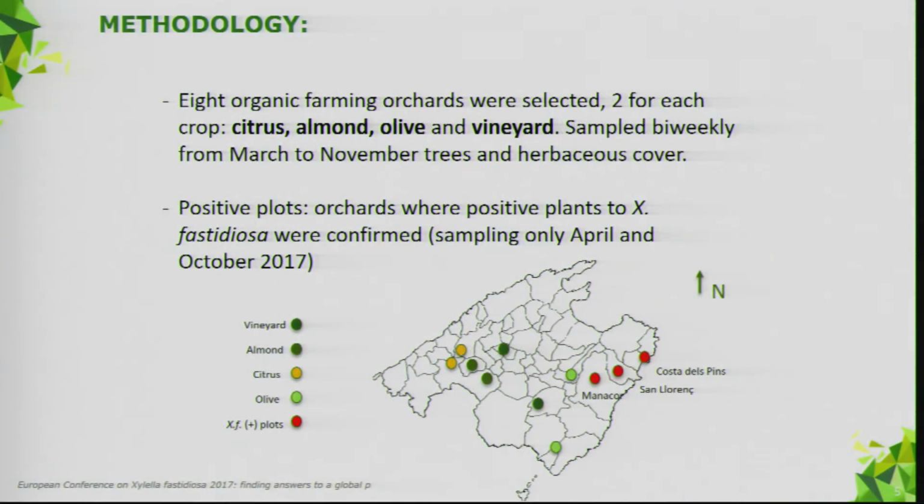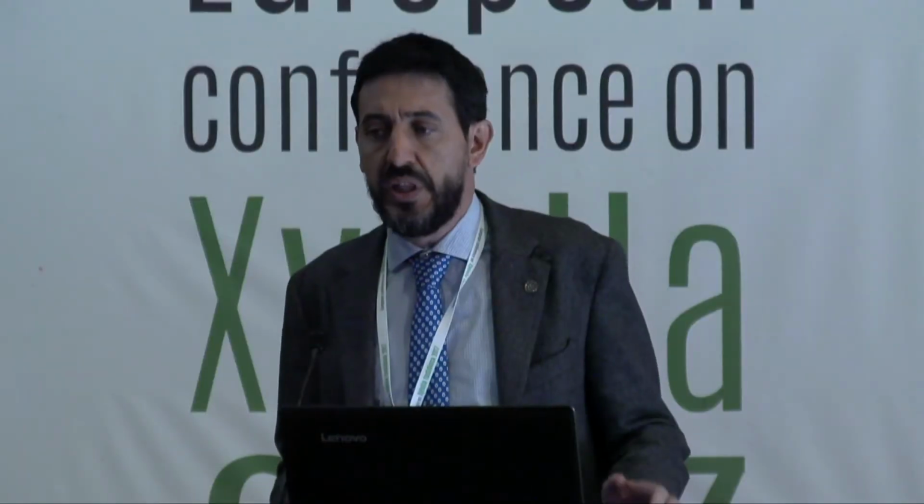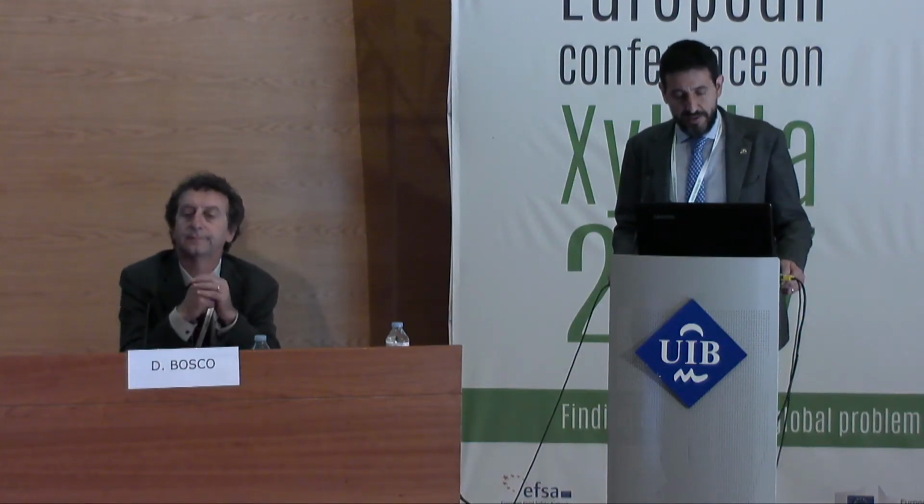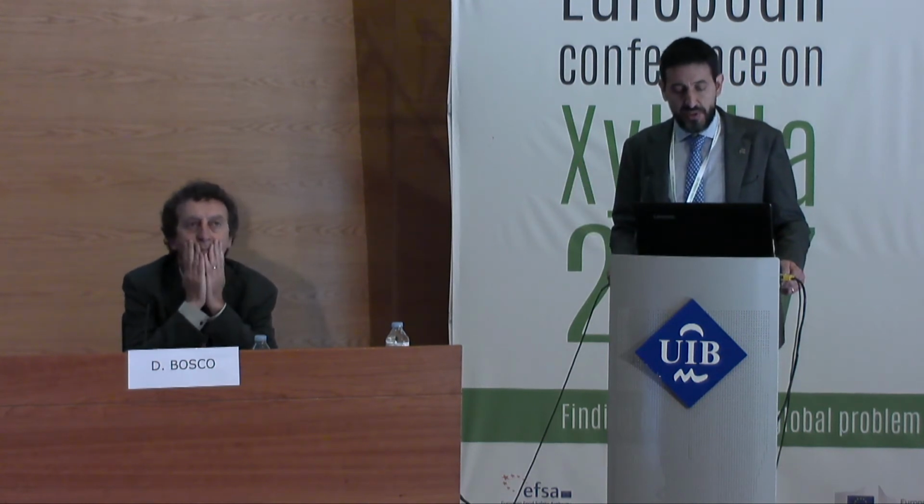So even before finding some of the problems in different cultivars, for example in vineyards, we started already in March to include all the very important cultivars in the Balearics in our study. So we decided to select 2 orchards or crops from citrus, almond, olive, and vineyards in different parts of the Balearics. The most important thing was that the farmers do not apply insecticides, and also they do not manage the cover of the plant. I mean, we really wanted to have the plant coverage there, the herbaceous cover, to follow the cycle of the insects.